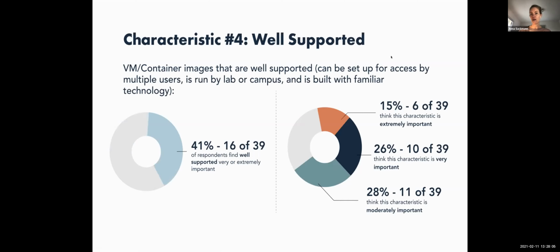Next, we have the characteristic of being well supported, which we define as images that can be set up for access by multiple users, or run by a lab or campus that is familiar with the technology. And 41% of our graduate students found this very or extremely important. And this breakdown was a little bit more uniform, with extremely, very, and moderately important.